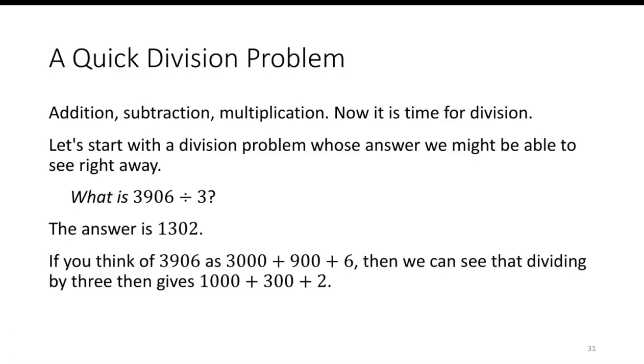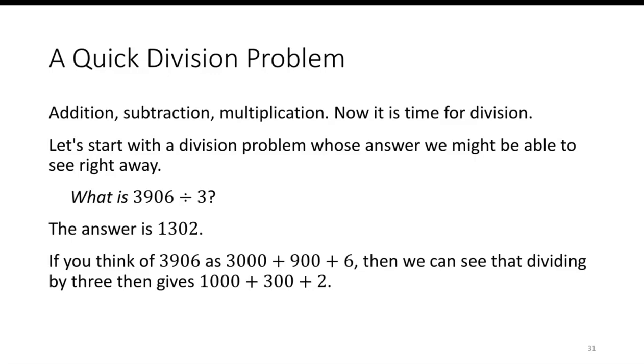We have looked at addition, subtraction, and multiplication for exploding dots. Now it is time for division. Let's start with the division problem whose answer we might be able to see right away. What is 3,906 divided by 3? The answer would be 1,302.